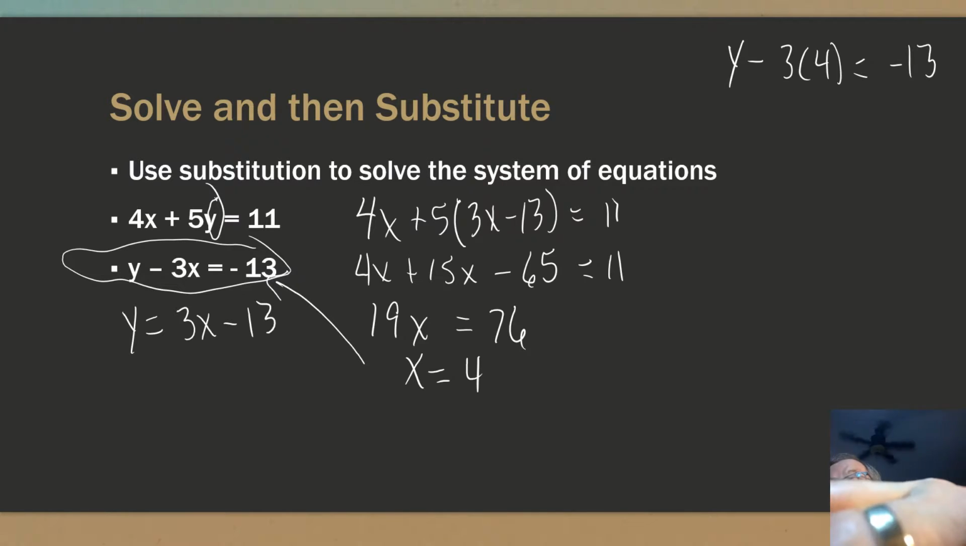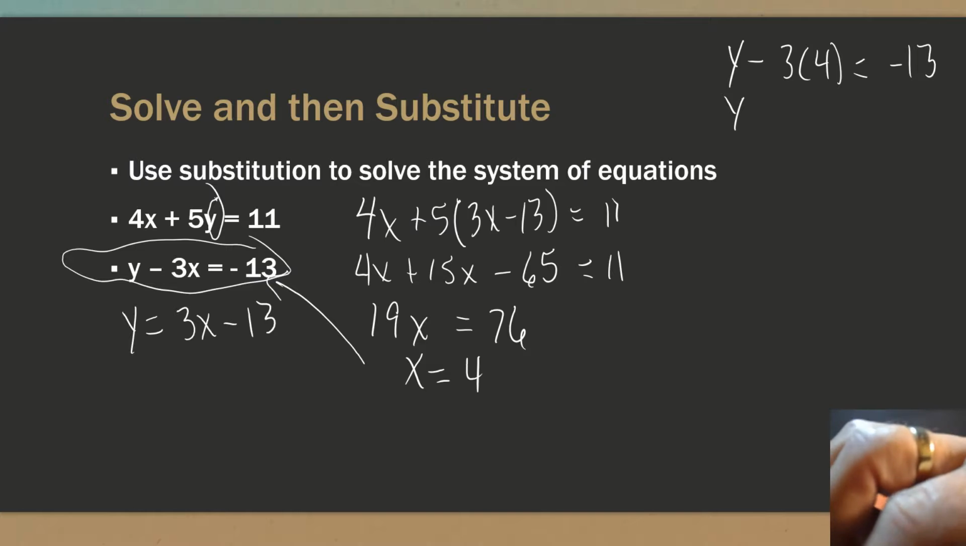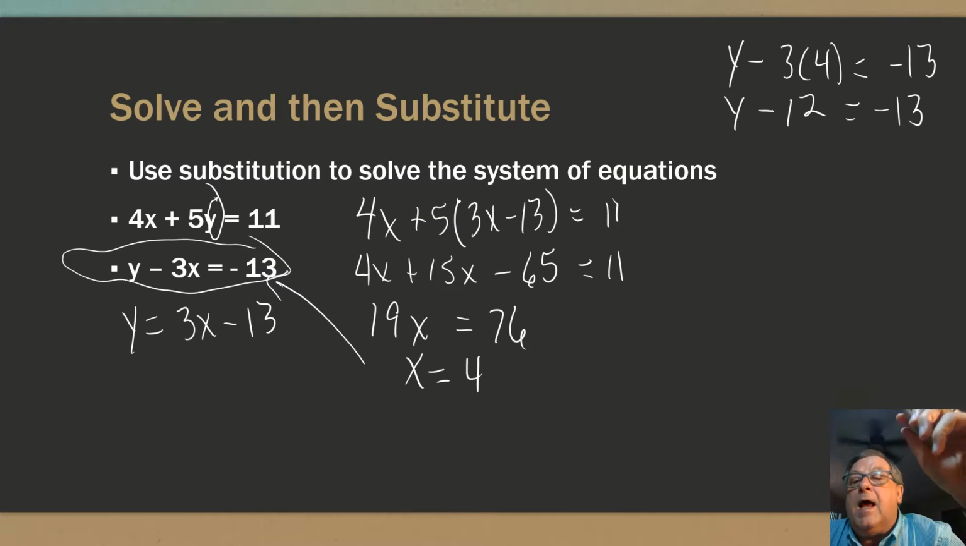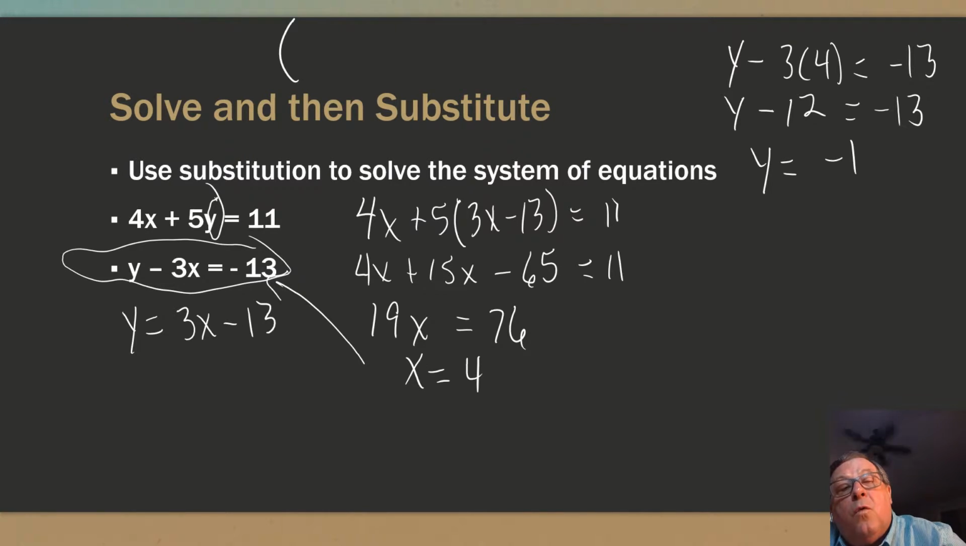Negative 3 times 4 is negative 12, so I got y minus 12 equals negative 13. And let's add 12 to both sides of this, and when we do, we got y equals negative 1. So it looks like my solution is 4, negative 1. X is 4, y is negative 1.